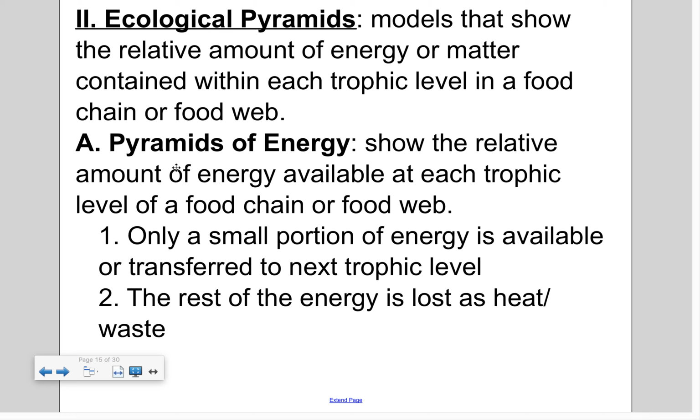But when you consume plants, only a small amount of that energy that's created by the plant is actually transferred to you. And your book says 10%. That's not necessarily true, but every biology book under the moon talks about this 10% energy transfer. So I do have a slide that talks a little bit about that. But anyway, only a small portion is available or transferred, and the rest of that energy that was created is either lost as body heat or a waste product, right?